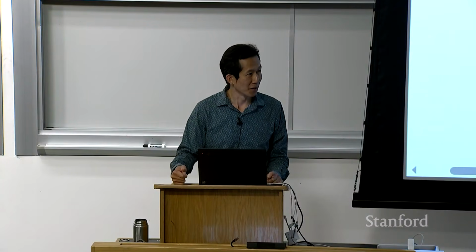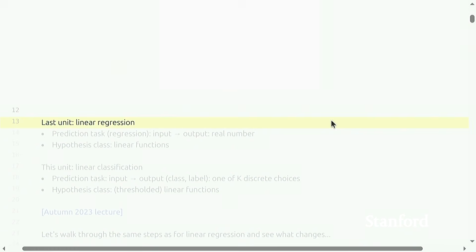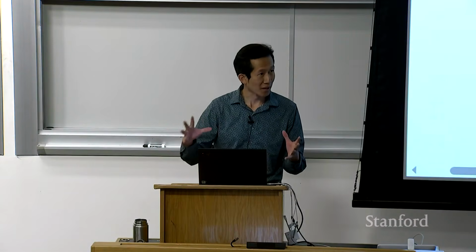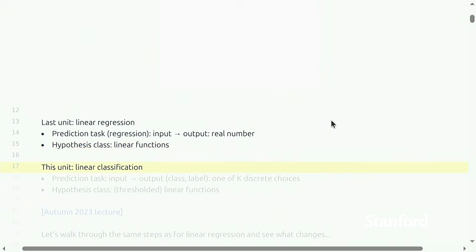Okay, so today's lecture is going to continue our journey in machine learning. We're going to talk about linear classification. Last time we talked about linear regression, and there the prediction task of regression is you're given some sort of input and you're trying to predict an output, which is a real number. Think about this as a price or some sort of score. And because it's linear regression, that means the hypothesis class are linear functions. So today we're going to talk about linear classification.